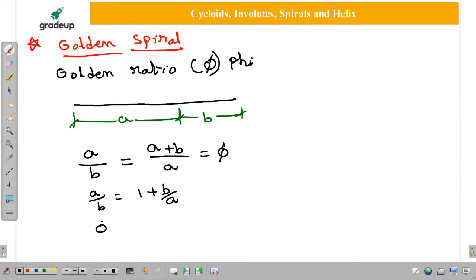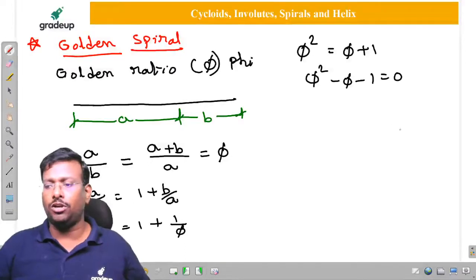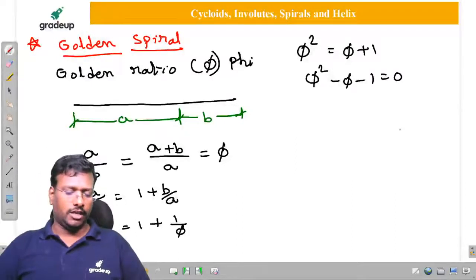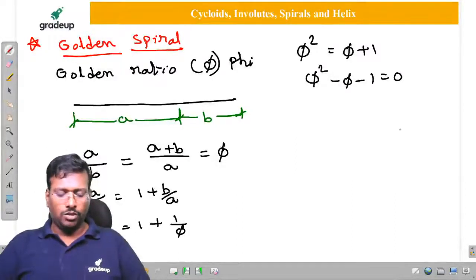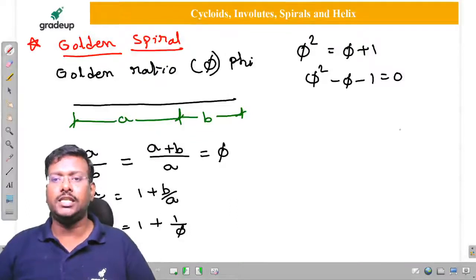So A by B is phi, which is equal to 1 plus B by A, that is 1 plus 1 by phi. We are going to get this equation as phi square is equal to phi plus 1. Therefore phi square minus phi minus 1 is equal to 0. I hope you know how to get this particular value from the equation. Just remember it. Now it is not required. So if you are going to use it, I hope you are already familiar. The answer we are going to get is 1.618.